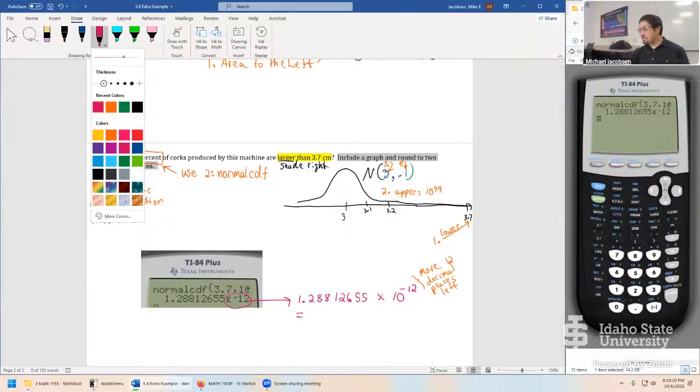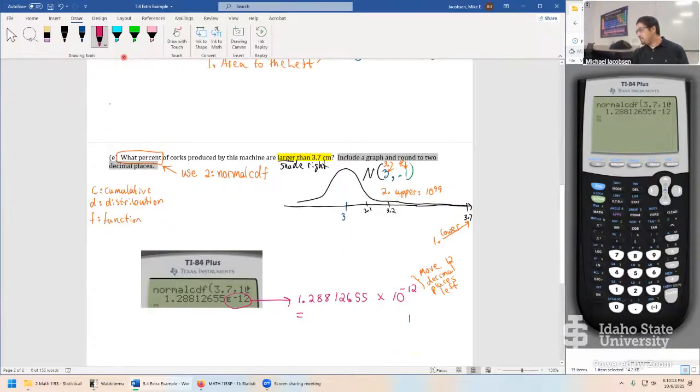We need a little bit more space. I'm going to put my 1288, 12655 here. And if I put my decimal place here, that's already one position. 2, 3, 4, 5, 6, 7, 8, 9, 10, 11, 12 spots to the left. Let me just double check. 1, 2, 3, 4, 5, 6, 7, 8, 9, 10, 11, 12. I think I missed.